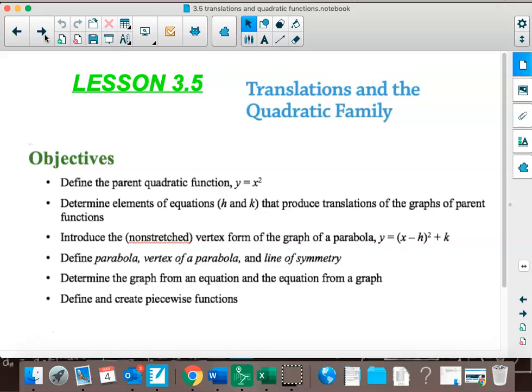Today we're doing section 3.5, which is translations and quadratics. Translations and quadratics.